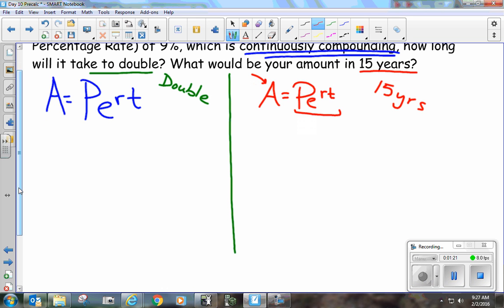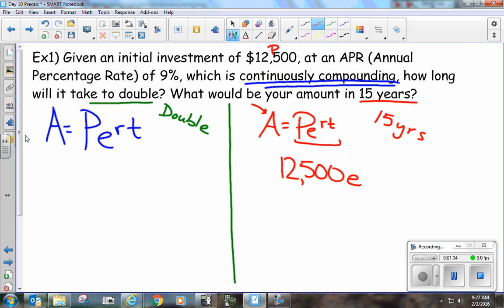So we have 12,500. Let's not forget that E is actually a number in the calculator. It's not a variable. We don't have to find a value for E. Right? What's my R? It's my rate, 9%. Do I throw it in as 9? No, it needs to be a decimal. What's the decimal version of that? 0.09. So 0.09 times my time. What is my time here? 15 years. And what did some of you guys get?